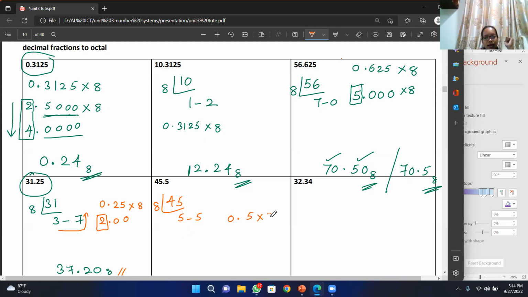0.5 into 8, 5 remainder 4. So this 4 only, that is 5.4. Okay. Yes.